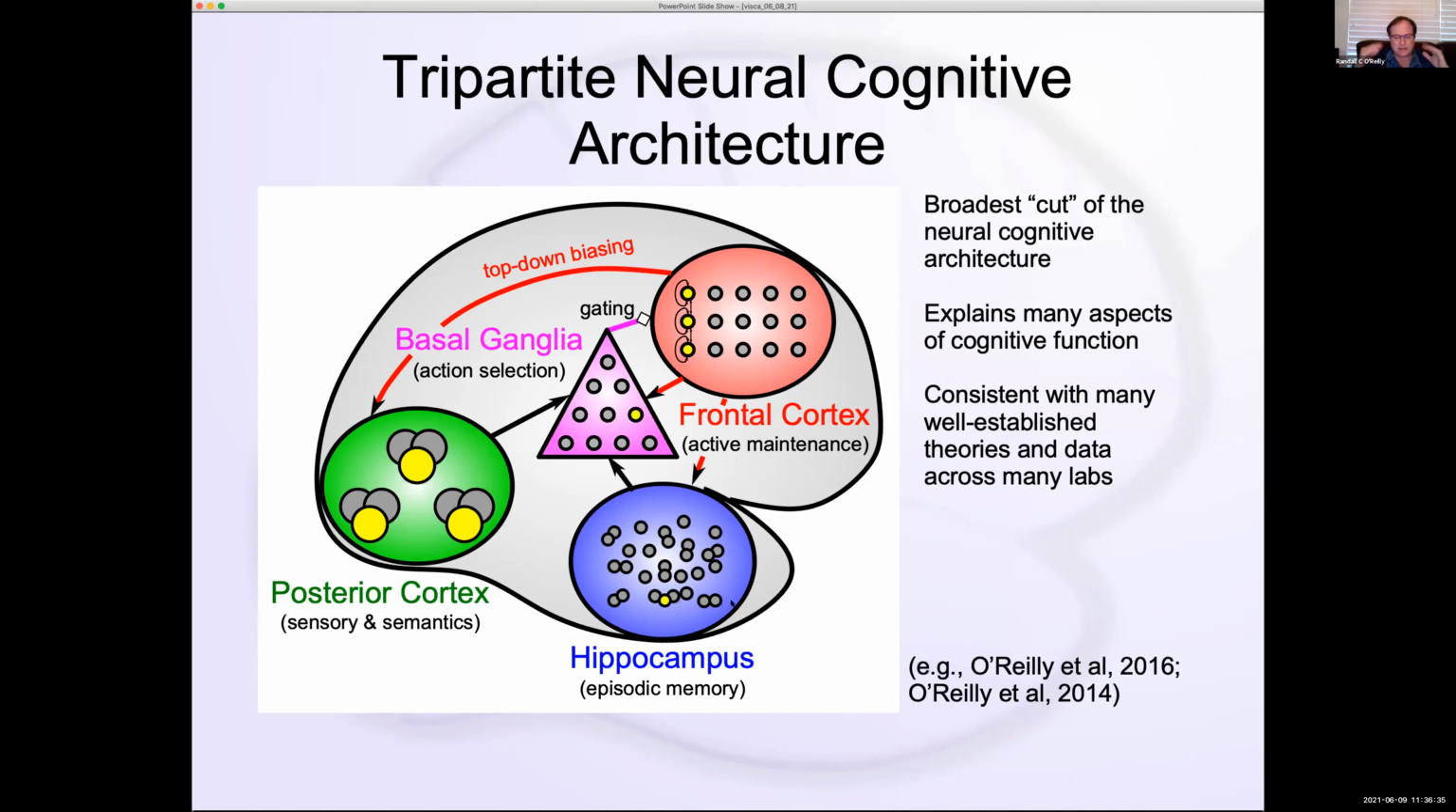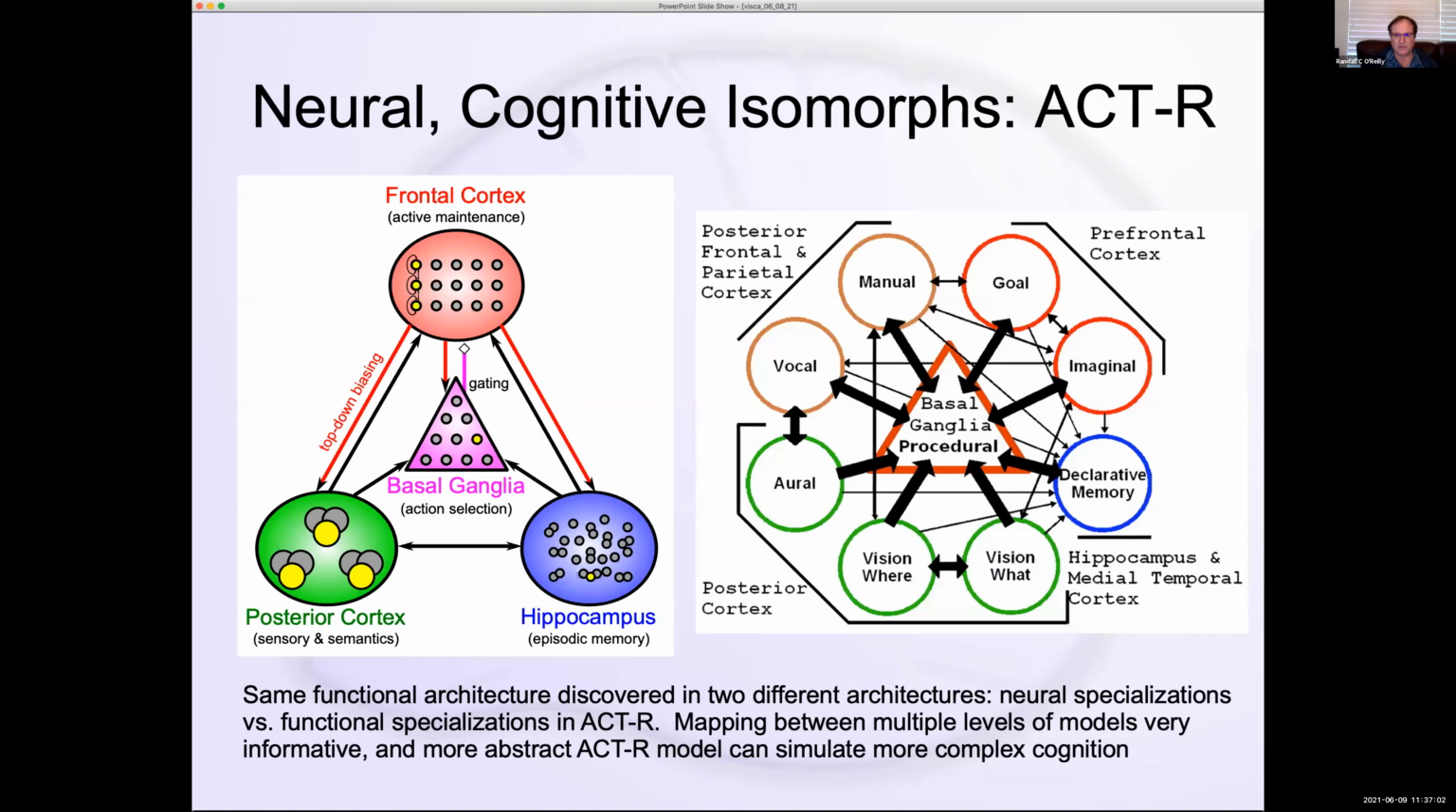And then you have the hippocampus encoding, taking snapshots of the state of this entire system and allowing you to get back to those prior states and do pattern completion so that you can retrieve some full representation from partial cues. And with all of those pieces together, you have the ability to do coordinated cognitive function.